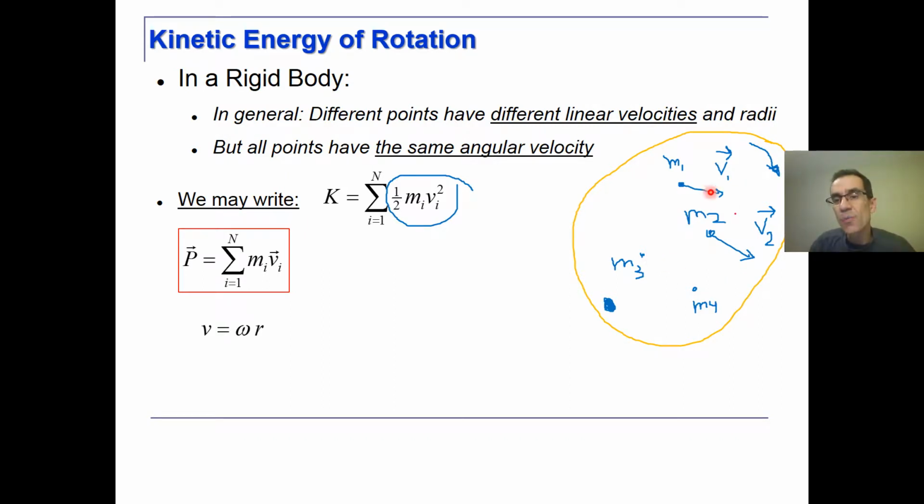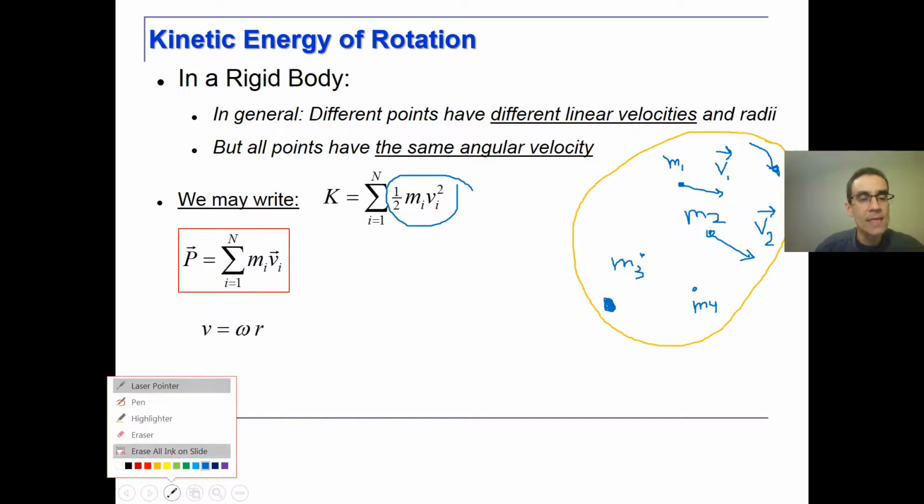Each individual particle of the rigid body, I can consider as having a linear momentum and a little kinetic energy. If I sum over the entire body, I actually get the kinetic energy of the entire body, or the linear momentum of the entire body. It's a sum situation. Now, let's do this now.